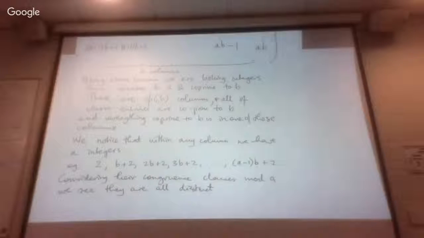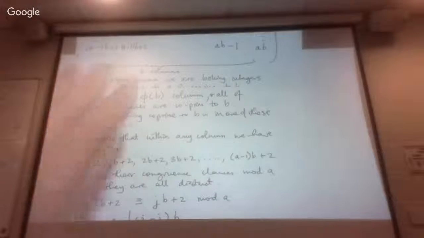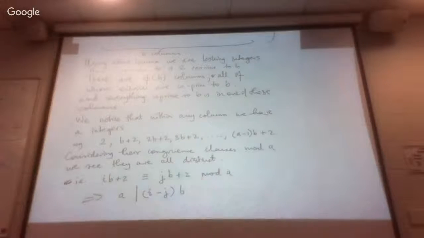We see that they're all distinct. How is that true? If you take two of these things, so if you take an iB plus 2 and you assume it's congruent to a jB plus 2, that's two of these numbers here, assume they're congruent modulo a, that implies that a divides their difference. Now their difference is (i minus j) times b. The 2's cancel when you take the difference.